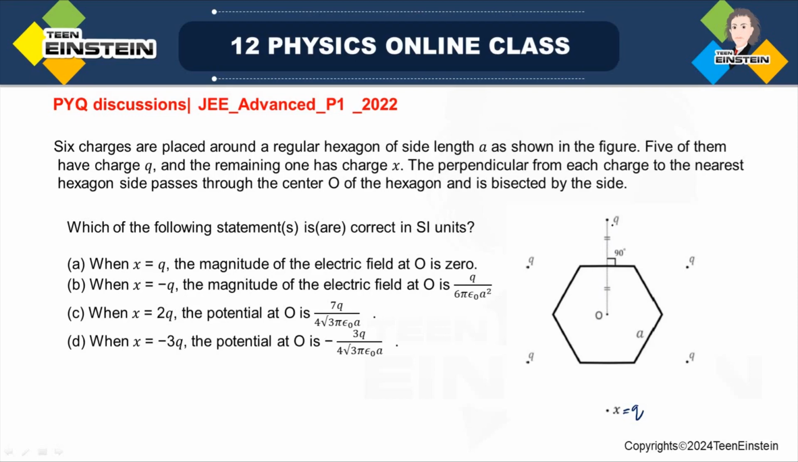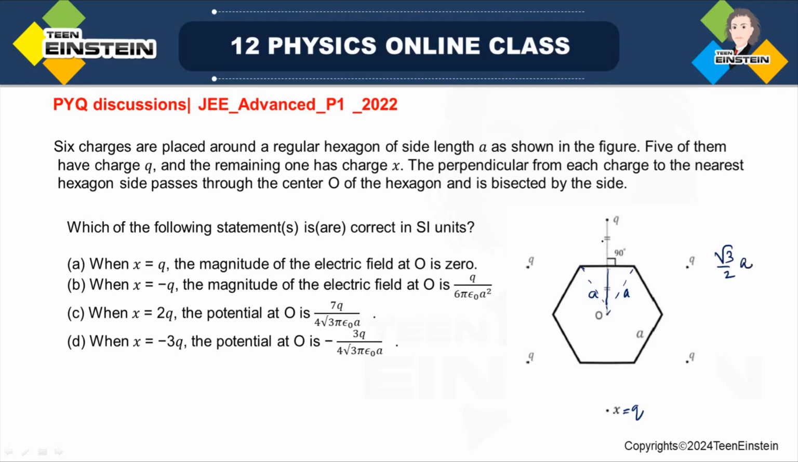First of all, the distance from each charge to the center is the same, since all the charges are symmetrically situated. If we need to find the distance, we can connect this nearest vertex to the center. This will give you an equilateral triangle of side A. So this will be the height of the equilateral triangle, which will be √3/2 times A.